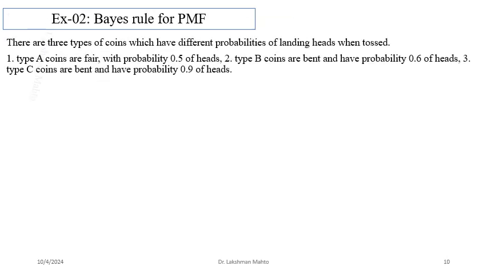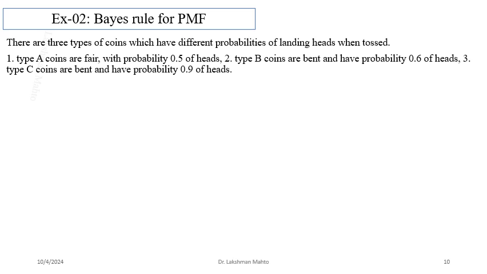We have already computed. Now another question is here. It is a little bit complicated question and also a very simple question. You can solve it in a very different way. There are three types of coins which have different probability of landing heads when tossed. Three types of coins, different probability of landing head. That means P1, P2, P3. You can call it like that.